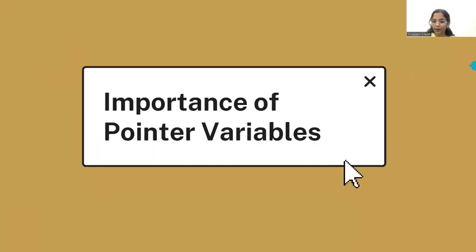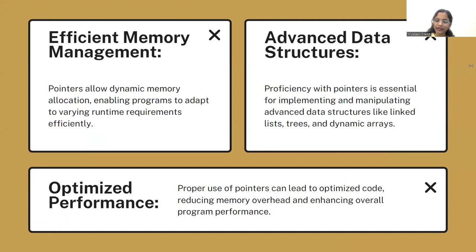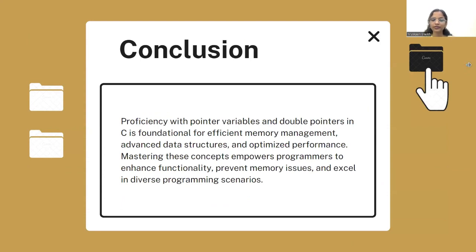Let's see the importance of pointer variables. Efficient memory management: pointers allow dynamic memory allocation, enabling programs to adapt to varying runtime requirements efficiently. Advanced data structures: proficiency with pointers is essential for implementing and manipulating advanced data structures like linked lists, trees, and dynamic arrays. Optimized performance: proper use of pointers can lead to optimized code, reducing memory overhead and enhancing overall program performance.